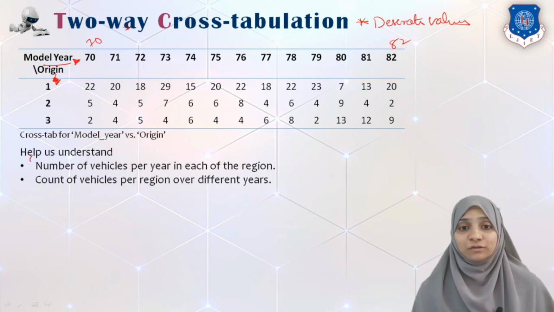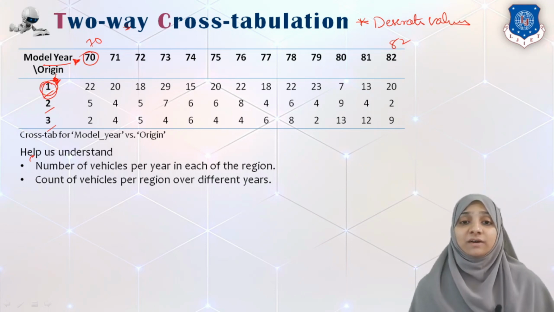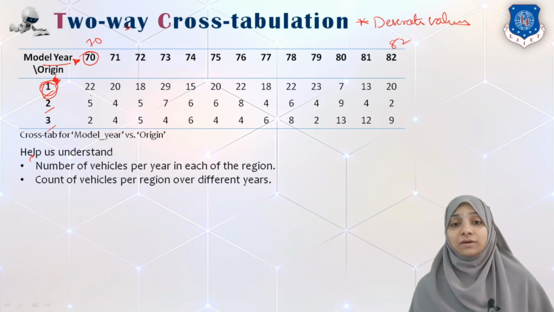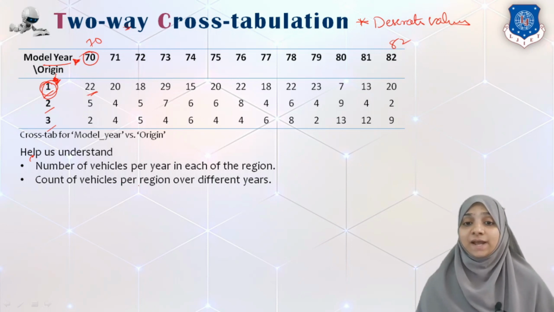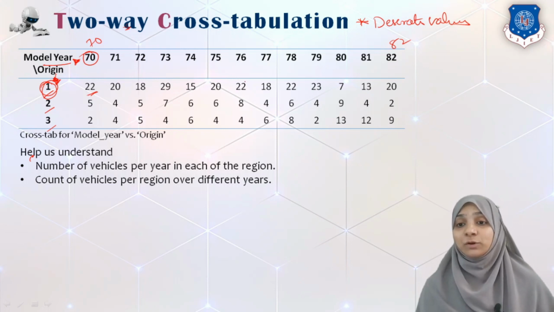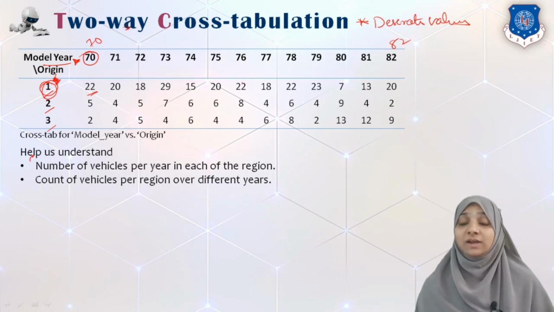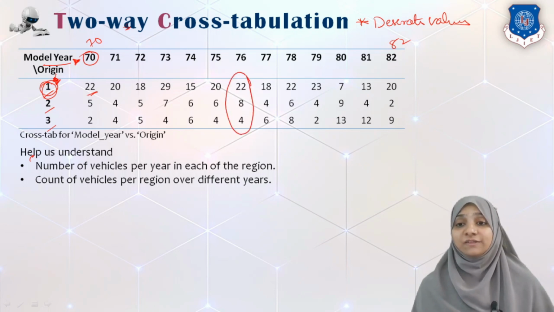Origin is also discrete: 1, 2 and 3. In the year 70, how many entries are there where the car was manufactured in zone 1? There are only 22 samples. With this type of table, we can find out the number of vehicles produced in each year. If I want to find out how many vehicles have been manufactured in, say, 1976, I will sum up that column.